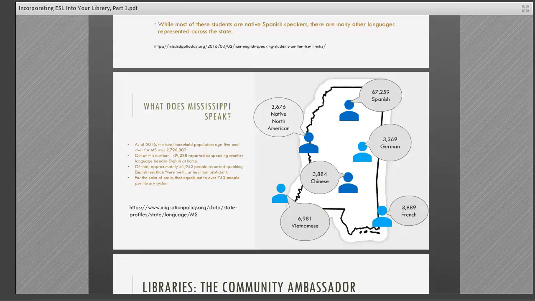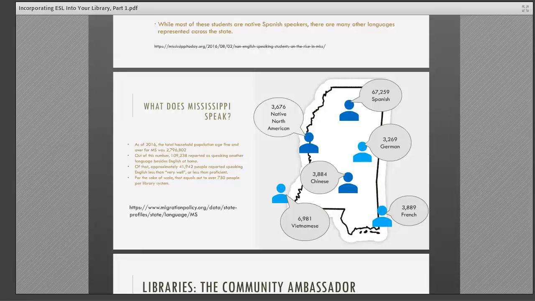So you can actually go to Migration Policy and see how many people identify as proficient at speaking German, or proficient at speaking Chinese, or proficient at speaking Vietnamese within this state. You can actually get a gauge of proficiency level within those communities. So it's pretty cool information.